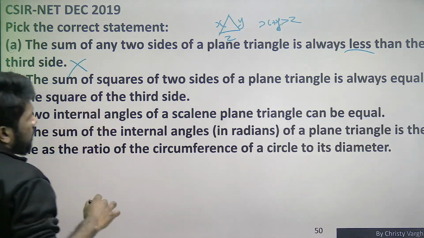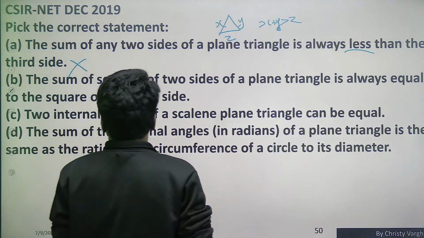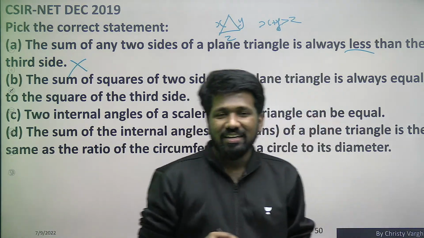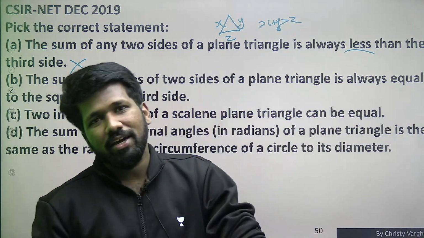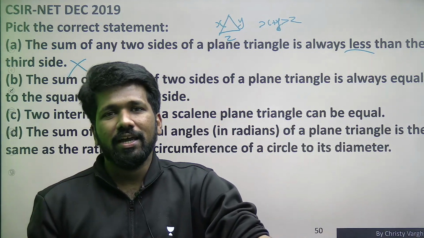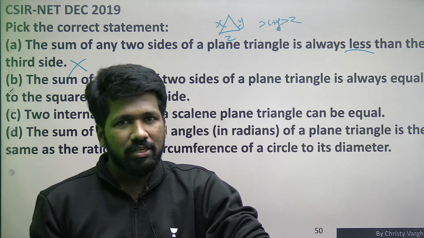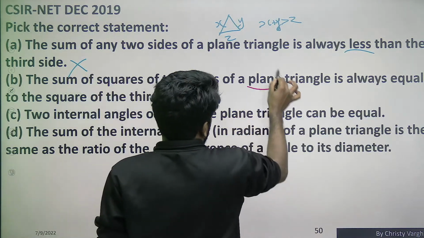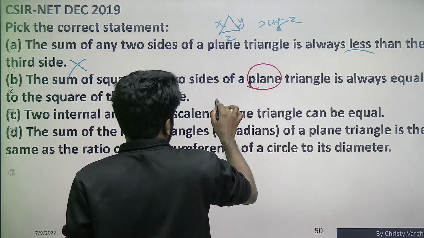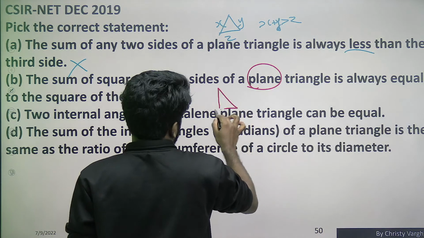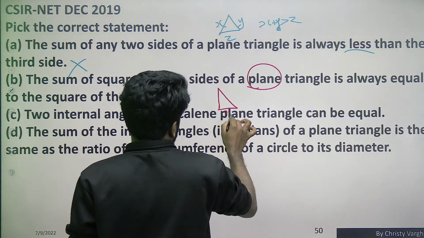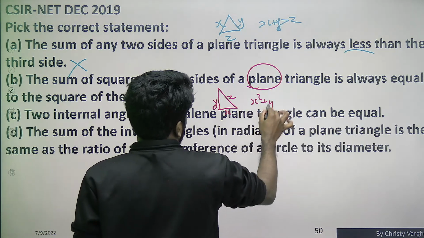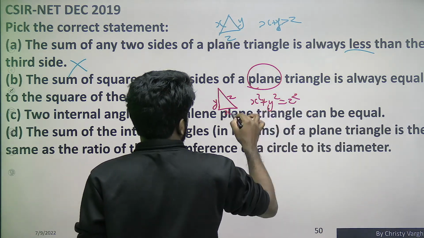The sum of squares of two sides of a plane triangle is equal to the square of the third side. Yeah, somewhere you have heard something like that, but that is not for any plane triangle. That is for a right triangle alone, and that is called the Pythagoras theorem. I hope all of you remember the Pythagoras theorem. Only for a right triangle. Plane triangle means any triangle. Only for a right triangle this is correct: base square plus altitude square will be hypotenuse square. That is what is written.